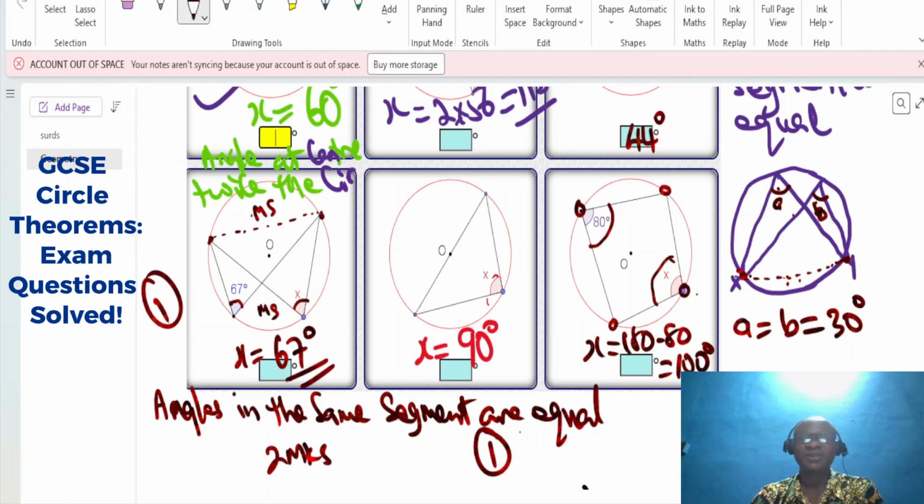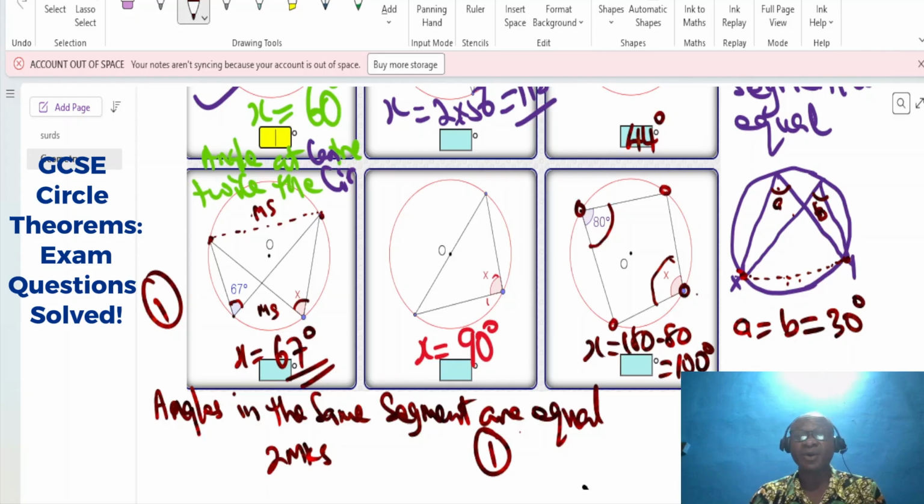Yes, sir. You also understood that the angle at the center is twice the one on the circumference. Yes, sir. You also understood that angles in the same segment are always equal. Yes, sir. You understood that angles on a straight line will always sum to 180. Yes, sir. And you agree with me that every angle at a point will always sum to 360. Yes, sir. Okay, so we have finished these six questions now.